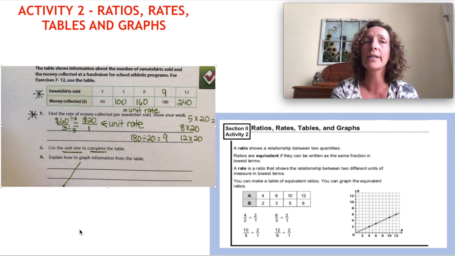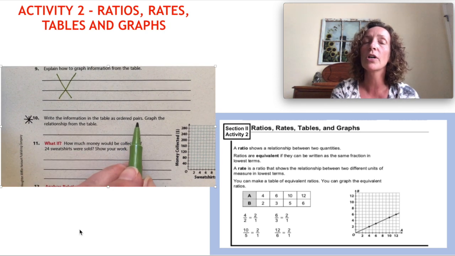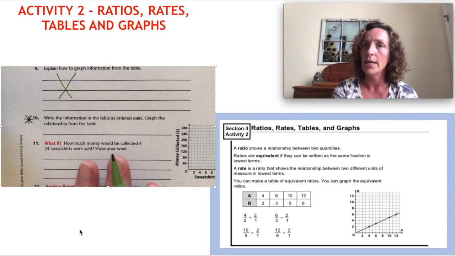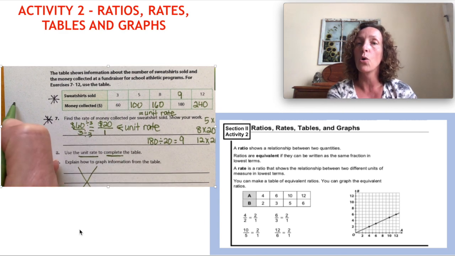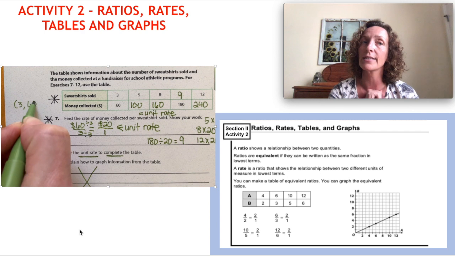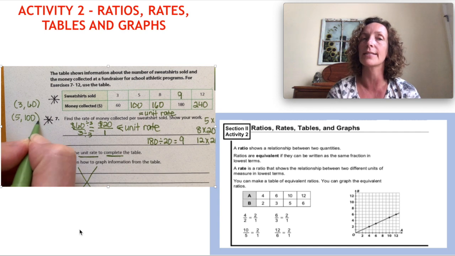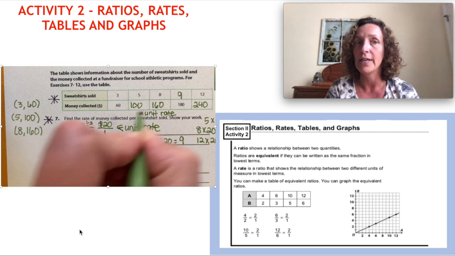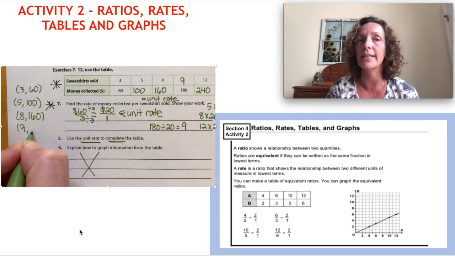All right, now we're going to skip question number 9 on my page because that one's not what we need to help us. What we're going to do is look at the next one. It says to write all of the information in the table as ordered pairs so that we can then graph it. So let's look. Here's our table. Our x-axis, the horizontal line, is going to be the sweatshirts sold. So that's going to be our first number in our ordered pair. The second number in our ordered pair is going to be the money that's collected. That's our y-axis. That's going to be what's going vertically up and down on our graph. So as you can see, I'm taking all of the information in the table and I'm turning it into ordered pairs.